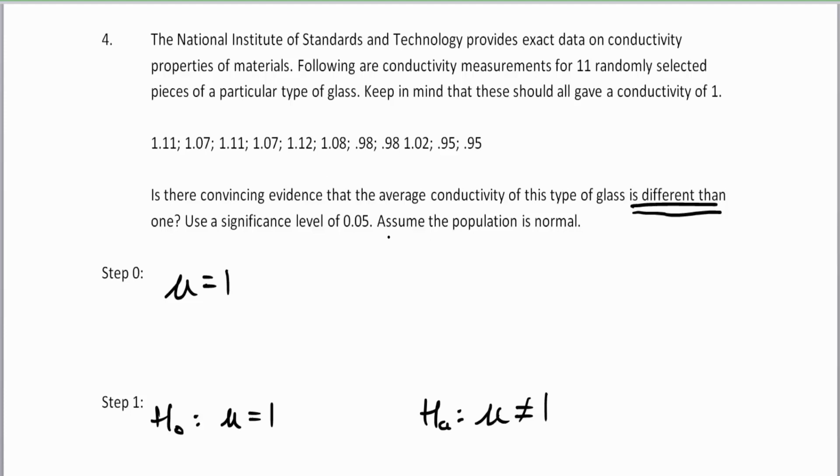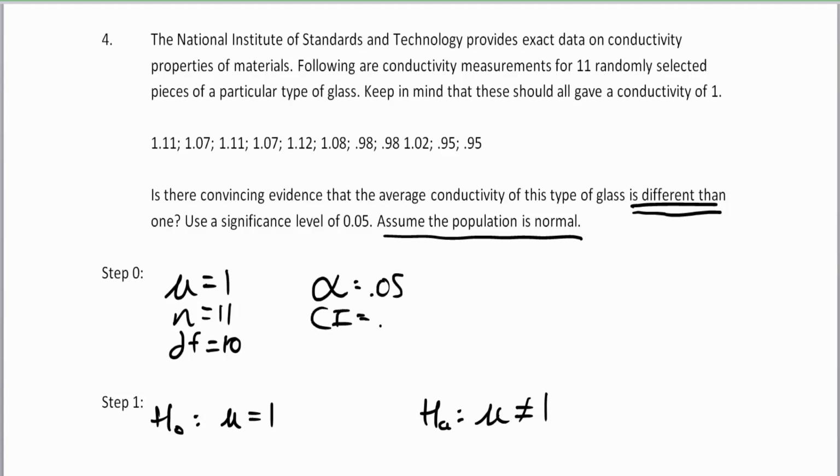So, assume the population is normal. Awesome, we can skip step 2. But we really don't have a lot of information from this problem other than the data, raw data itself. We have our sample size of 11, if I counted those up, which means 10 degrees of freedom. All right, and we're going to have an alpha of 0.05, which means our confidence interval is 95%. Okay, 0.05 is the default. If it's ever not listed, use 0.05 as our default.